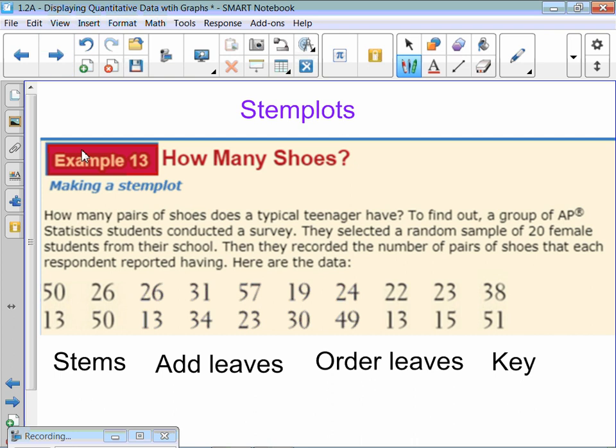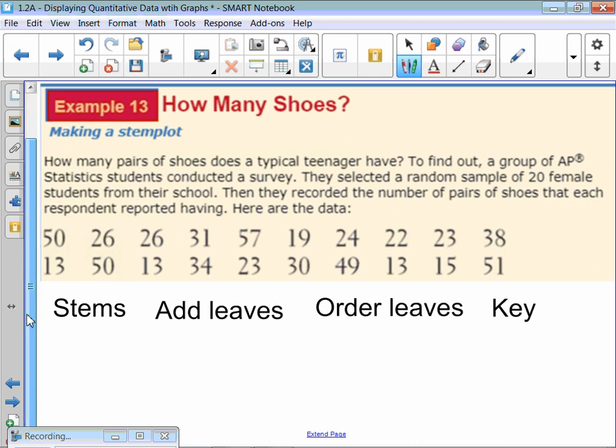Another way to display data is stem plots. You guys have been doing these for a while now, probably in your lives. Or maybe you don't do them regularly, but you did them a while ago. So how many pairs of shoes does a typical teenager have? To find out, a group of AP statistics students conducted a survey. They selected a random sample of 20 female students, all females. They recorded the number of pairs of shoes. Here is the data.